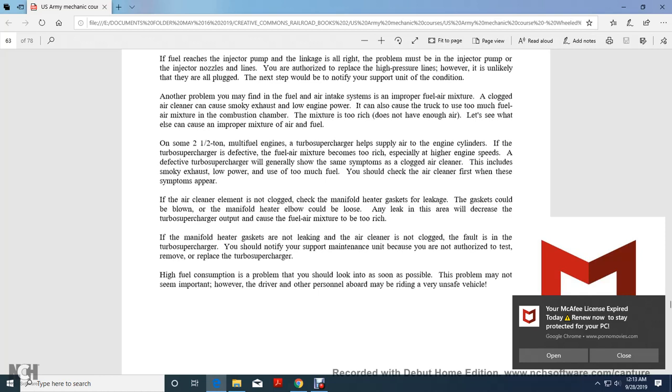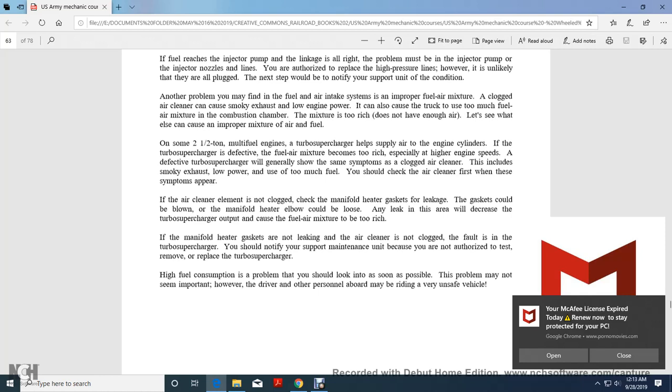On the 2.5 ton multi-fuel engine, the turbo supercharger helps supply air to the engine cylinders. If the turbo supercharger is defective, the fuel and air mixture will run too rich, especially at high engine speed. A defective turbo supercharger will generally show the same symptoms as a clogged air cleaner. This includes smoky exhaust, low power, and usually too much fuel.